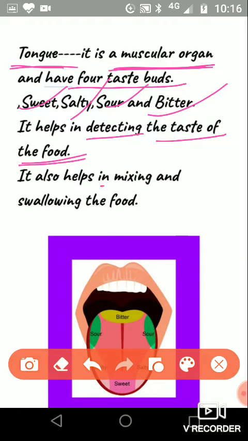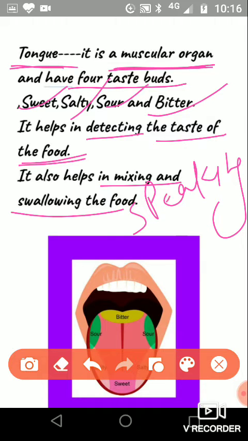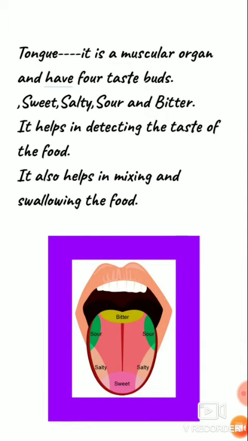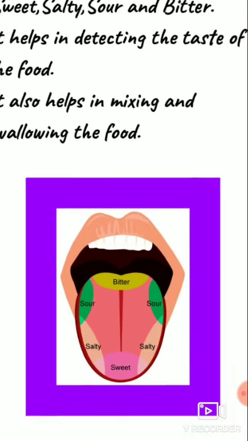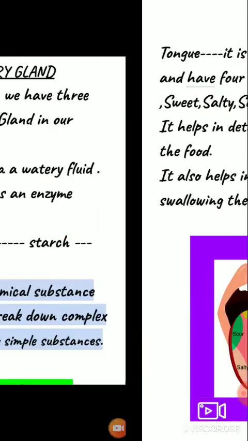It also helps in mixing and swallowing the food. It means the tongue helps to push the food into the inner part of the mouth, so that the food reaches the esophagus. Apart from this, the tongue also helps in speaking. That is not part of digestion, but it helps in speaking. And as you can see in the picture, we have different kinds of taste buds: bitter, sour, salty and sweet. So this is the function of the tongue.